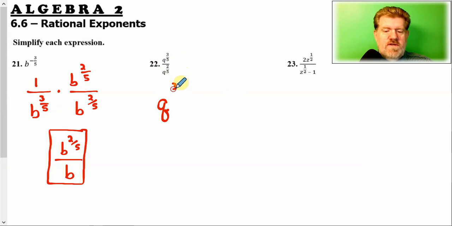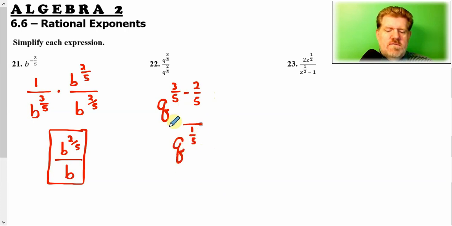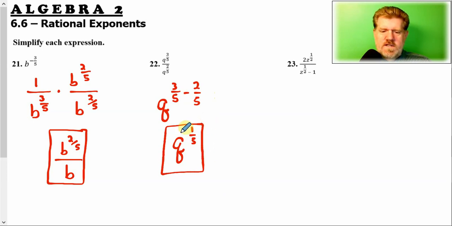We'd have 3/5 minus 2/5. Oops, that's a minus there. So 3/5 minus 2/5 is q to the 1/5. Oh, q, my goodness. Getting all my letters jumbled together. Q to the 1/5. All right. It's not negative. It's not in the denominator, so it's good.